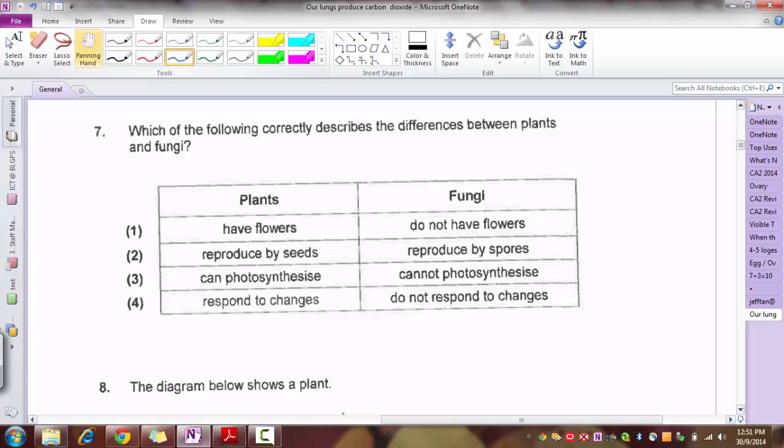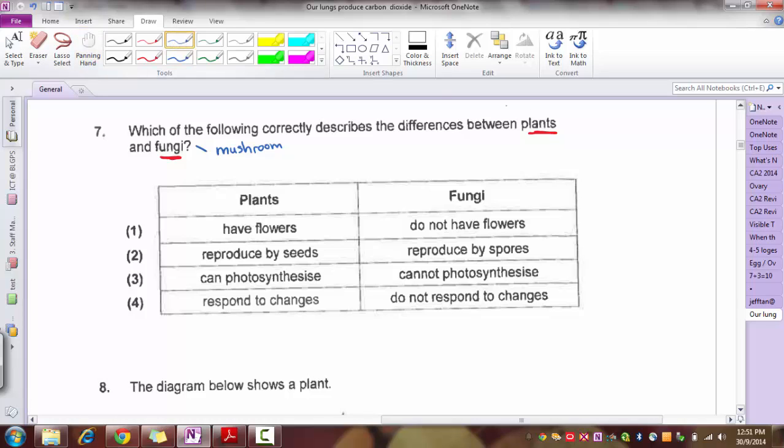Question 7. Which of the following correctly describes the difference between plants and fungi? So take note, I want the difference between plants and fungi. Okay, so fungi, some examples are your mushroom. Alright, so this is an example of fungi, so just be careful. So plants, does it have flowers? Well, not all plants have flowers.